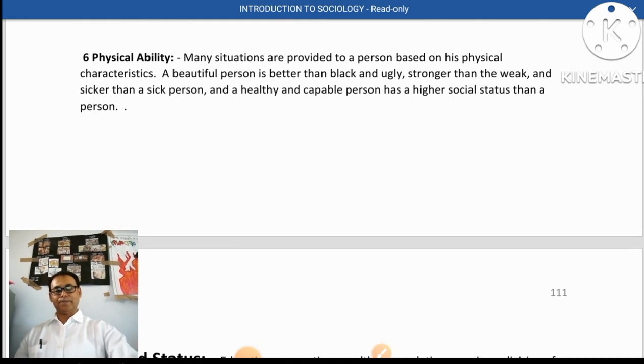Physical ability. Many positions are provided to a person based on his physical characteristics. A beautiful person is better than an ugly one, a strong person is better than a weak one, and a healthy and capable person has a higher social status than a sick person.